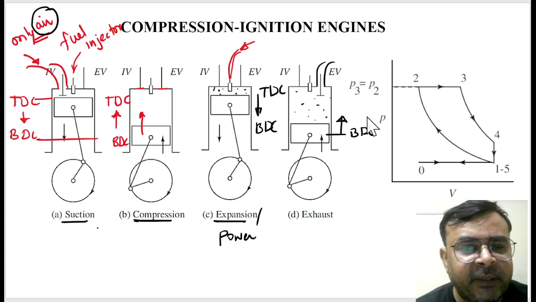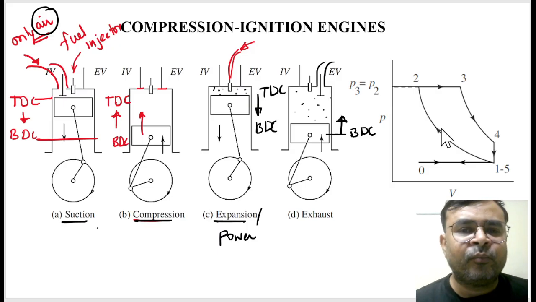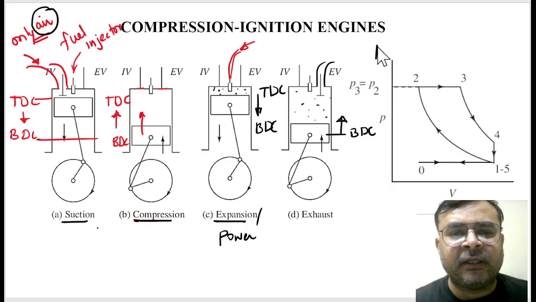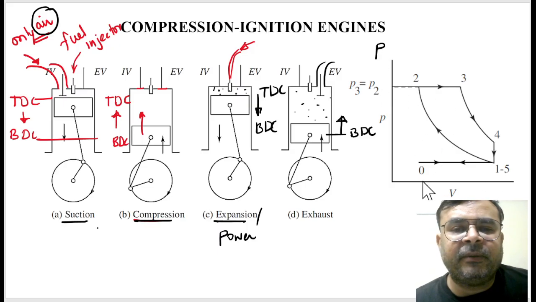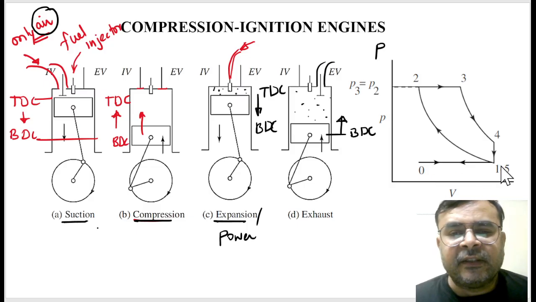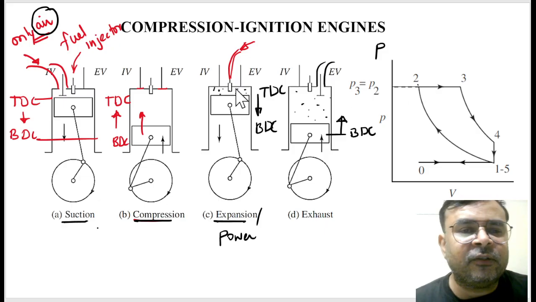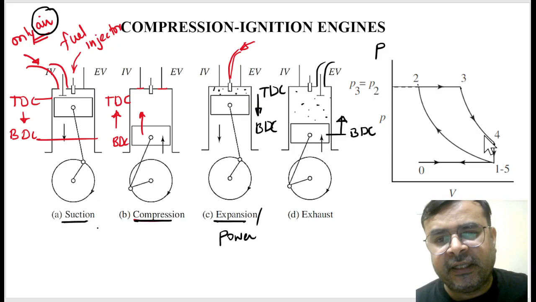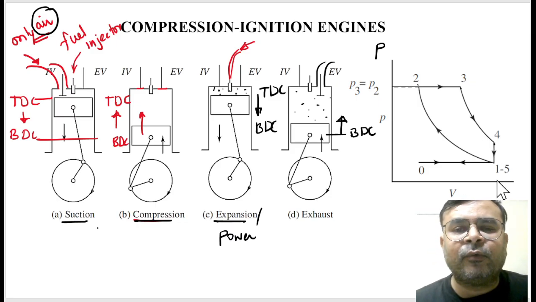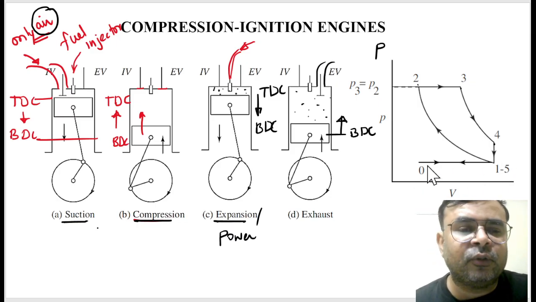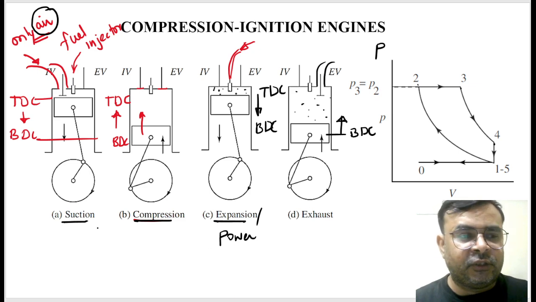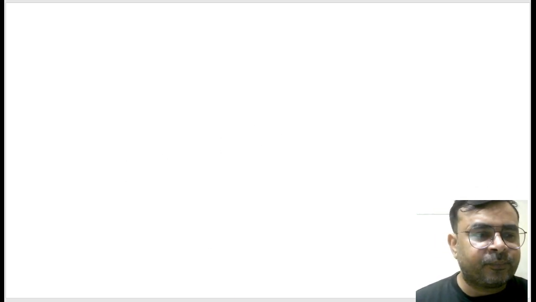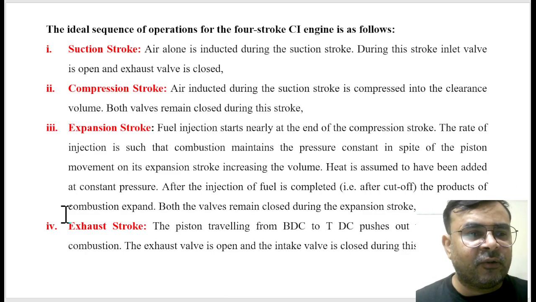Now if you compare the Otto and diesel cycle, this is an air standard cycle for a diesel engine, and this is basically the PV diagram. Then you can see 0 to 1 is the suction stroke, 1 to 2 is the compression stroke, and at constant pressure you provide the fuel. From 3 to 4 we get the expansion stroke, and then 4 to 0, or you can say 5 to 0, is called the exhaust stroke. Everything is written here, you just read it, although I have explained each and every detail.